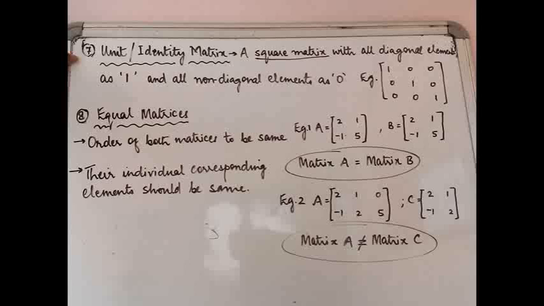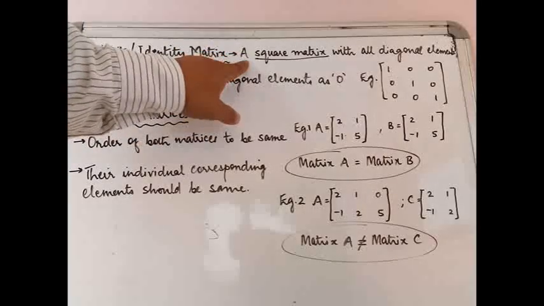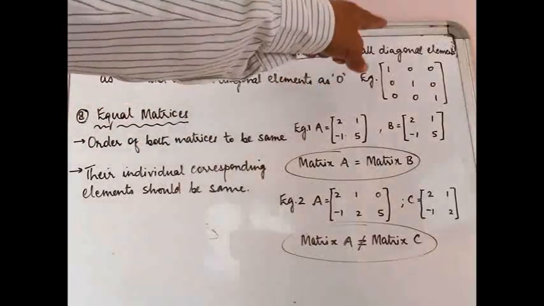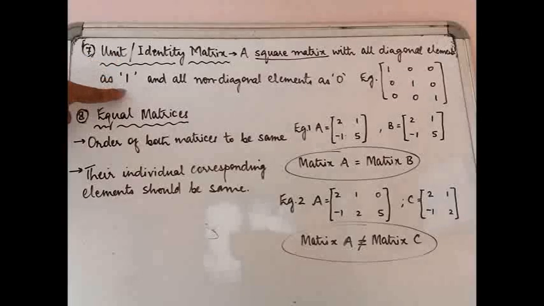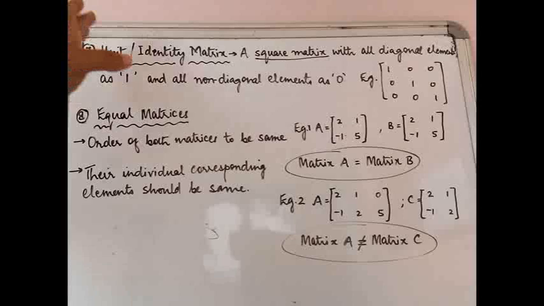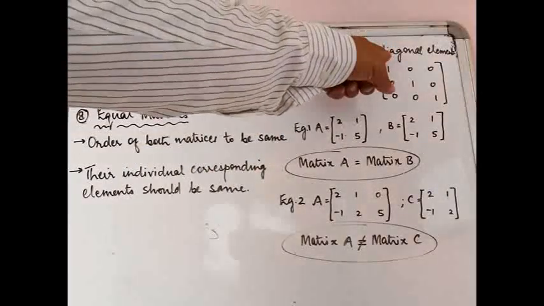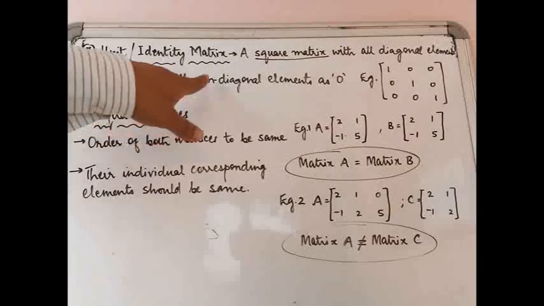So continuing, we have the 7th type, which is the unit or identity matrix. Unit means 1. So a unit or identity matrix will be a square matrix with all diagonal elements as 1. Please note, take your time in analyzing what is written, because you will eventually have to remember what an identity matrix is. It is a square matrix in which all diagonal elements will be 1 and all non-diagonal elements will be 0.